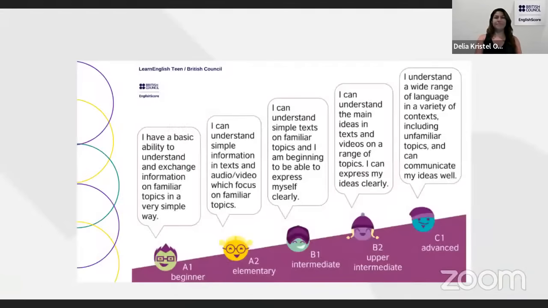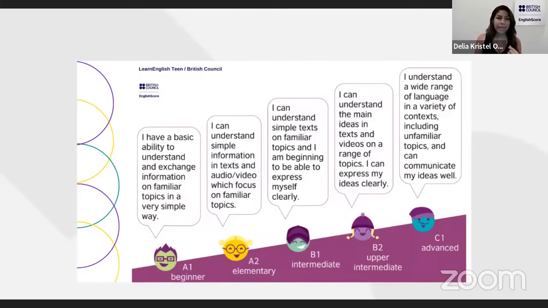So next, look at this. I took this slide from Learn English Team from the British Council to share it with you. In this document, they are visualizing in a more friendly way the descriptions that you can find in the Common European Framework. They are describing beginner, elementary, intermediate, upper intermediate, and advanced. And they are saying that, for example, in a beginner level, we are supposed to have a basic ability to understand and exchange information on familiar topics in a very simple way.